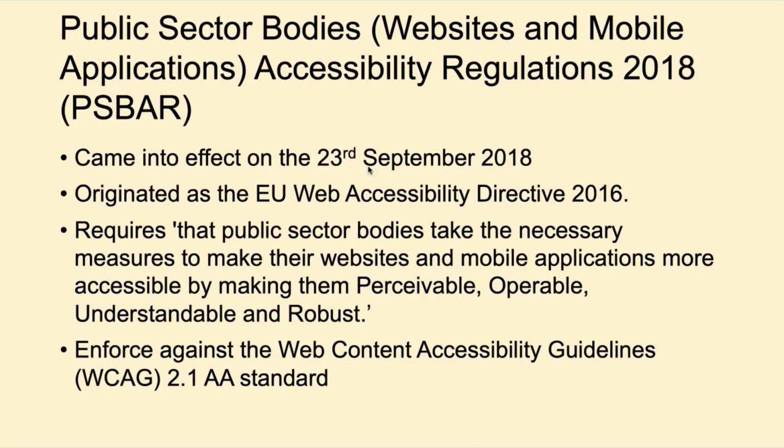The legislation itself is called the Public Sector Bodies Websites and Mobile Applications Accessibility Regulations. And this effectively says that public sector bodies need to take measures to ensure websites and mobile applications are accessible by design. And they use a particular set of 4 main principles called perceivable, operable, understandable, and robust, which are the 4 main pillars of something called the Web Content Accessibility Guidelines, which is a set of measurements for assessing the accessibility of digital systems.